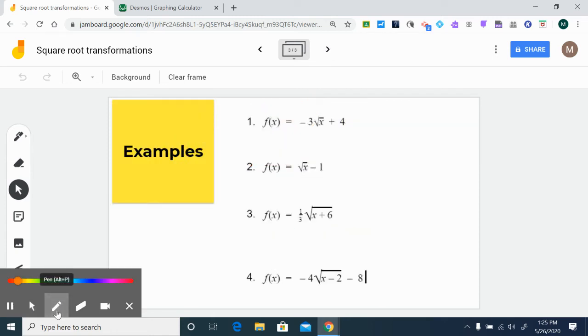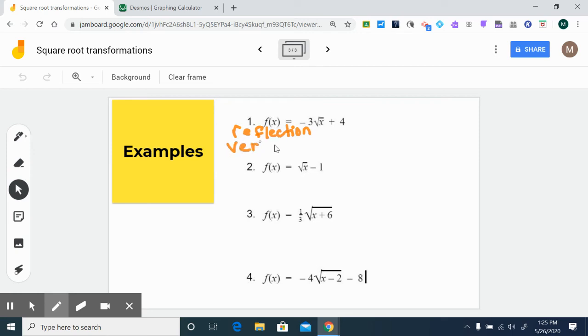Alrighty, so here we've got a few things going on. We have this negative, we have a 3, and we have that plus 4, which means we have 3 transformations happening here. So the negative means that it's a reflection. The 3, since it's bigger than 1 and it's an a value, means that it's a vertical stretch.